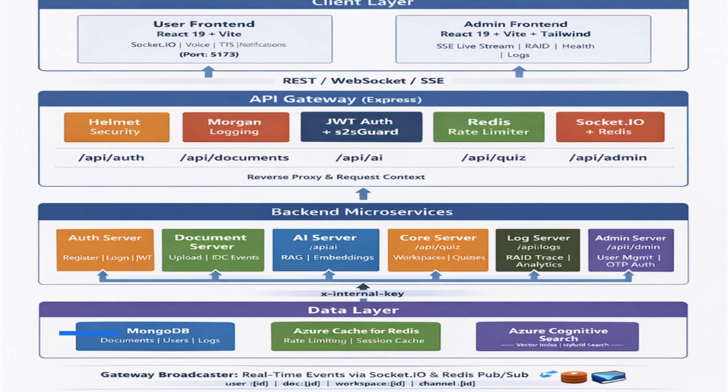Then coming to the database layer, we are using 3 databases. One is MongoDB, which is the primary database for our services, and the Redis cache, which is basically an in-memory database for storing the rate limiting data, Bloom filter, session cache, etc. And we have Azure AI Search, or Cognitive Search, for search based on the vector or the meaning.